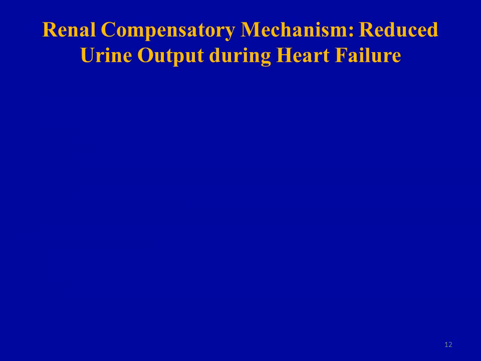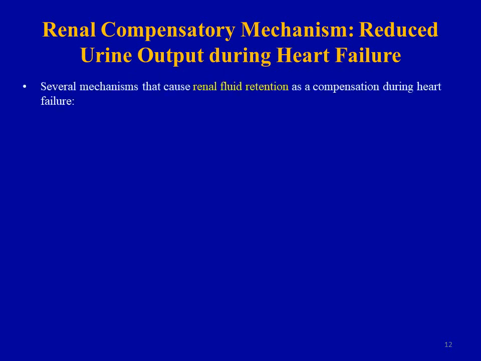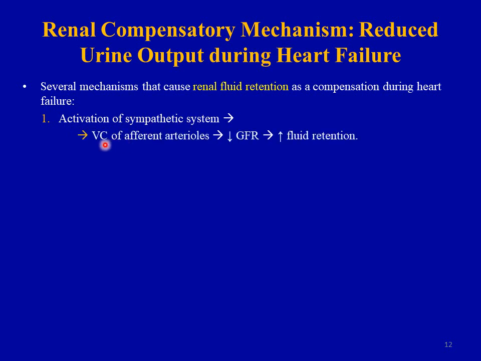The renal compensatory mechanisms will lead to reduced urinary output during heart failure, and this happens through several mechanisms. Several mechanisms that cause renal fluid retention as a compensation during heart failure include activation of the sympathetic system, and this will lead to vasoconstriction of the afferent arterioles, and in turn will decrease the GFR or the glomerular filtration rate, and reduction in the GFR will decrease filtration through the glomeruli and increase the fluid retention.